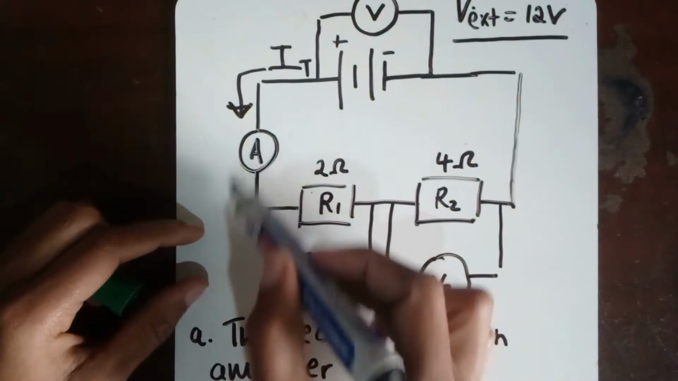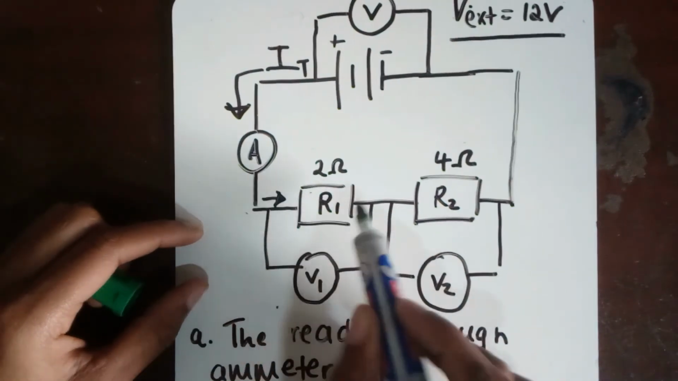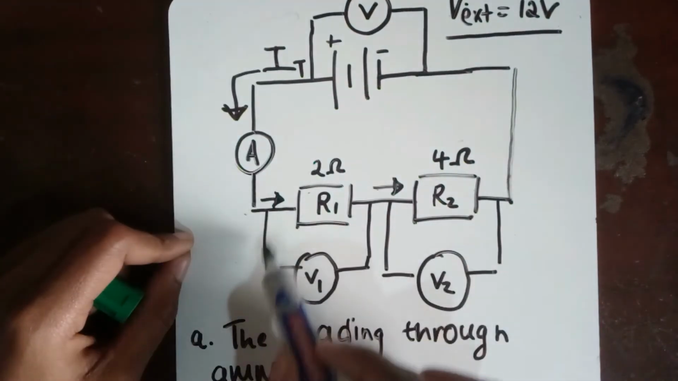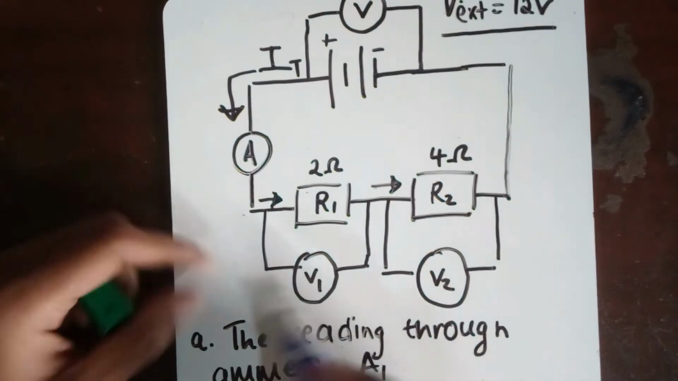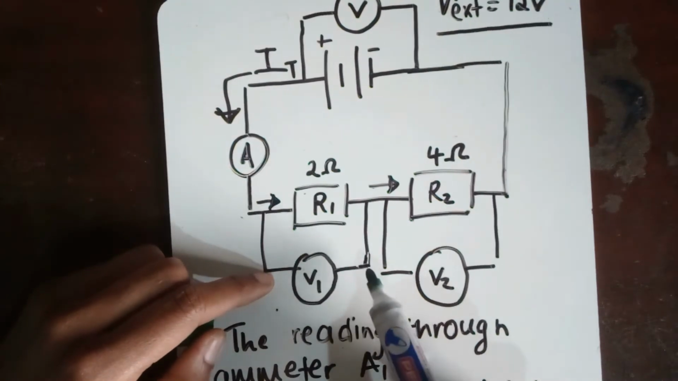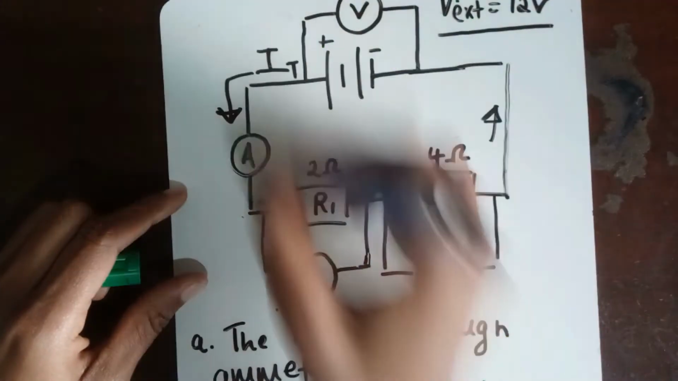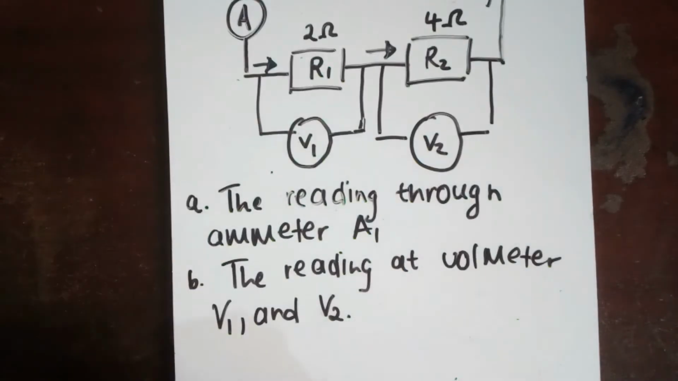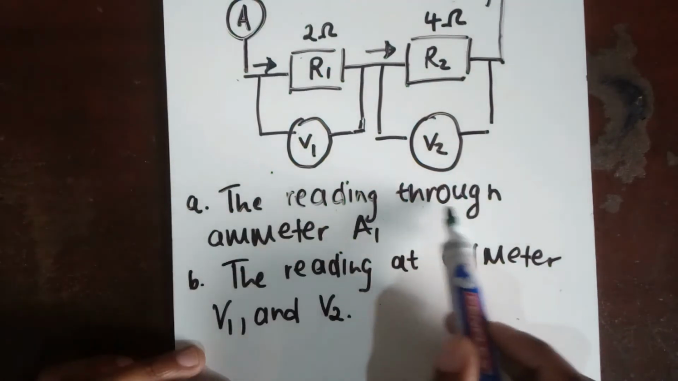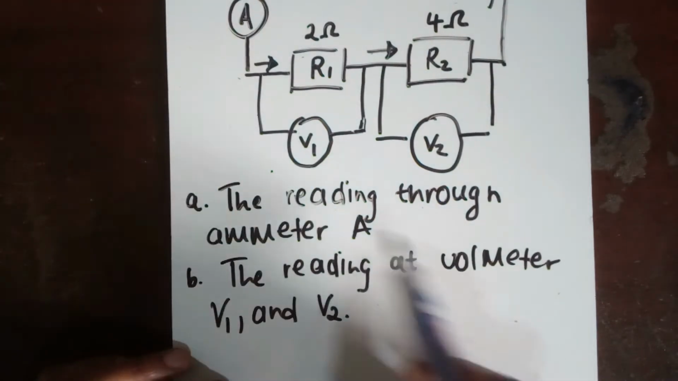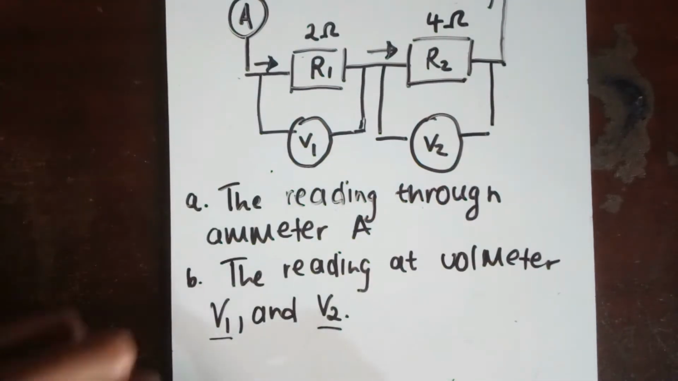So now that current comes through resistor R1 as well as through resistor R2. There's no current flowing through the voltmeter because it has infinite resistance, so it doesn't have any current flowing through it, and then your circuit is just complete. Okay, so now we are asked to calculate the reading on the ammeter A, and then the readings on the voltmeters V1 and V2. So now we have to use everything that we have learned so far.